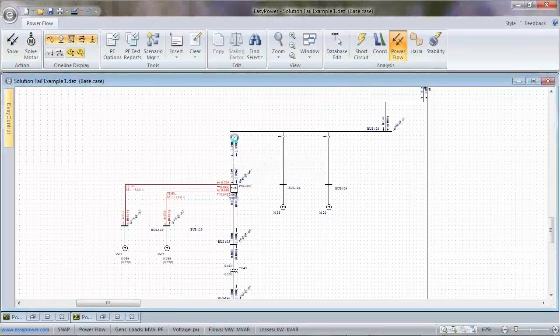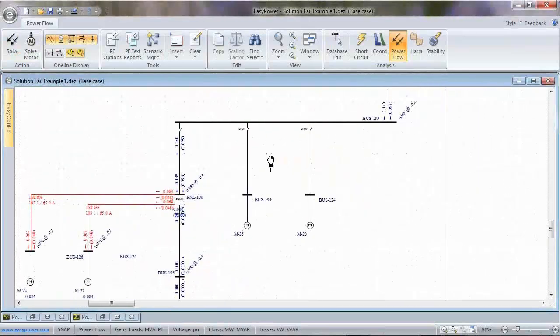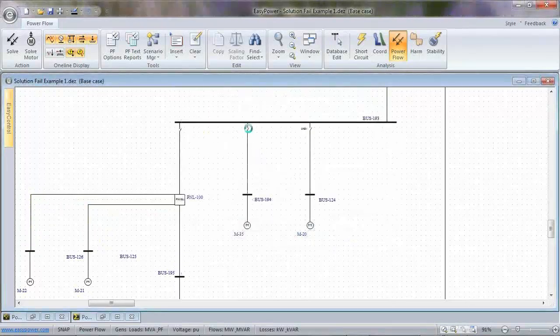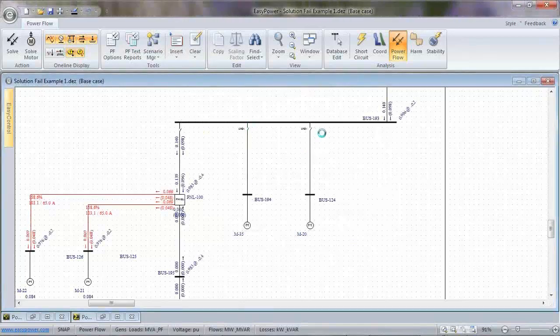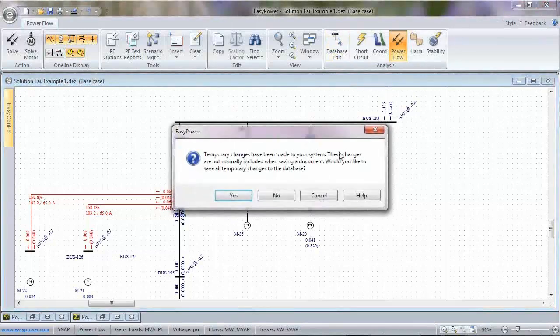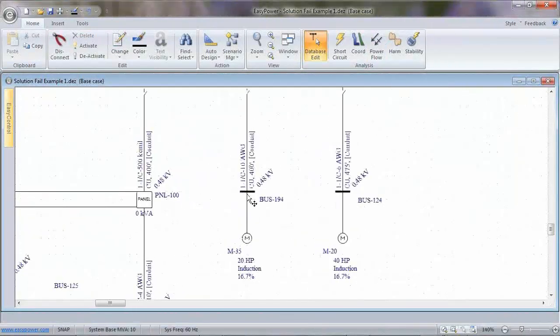I closed this one, wow, okay, that's still solved. I close that up, there we go. Powerflow convergence is unstable. Let's undo it, and let's close this one. Bingo. I found the single location in this network where I'm having a lack of convergence that killed my whole solution.